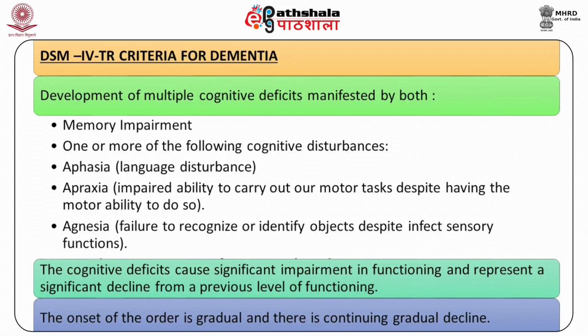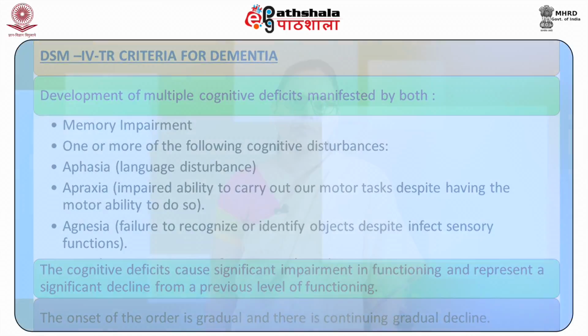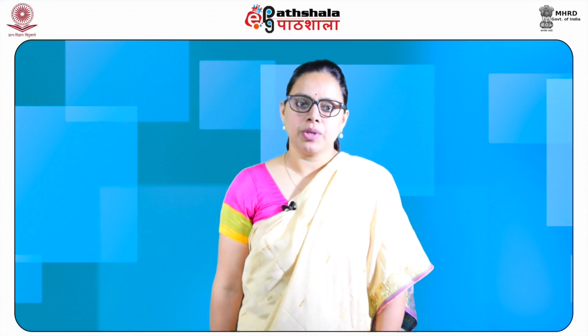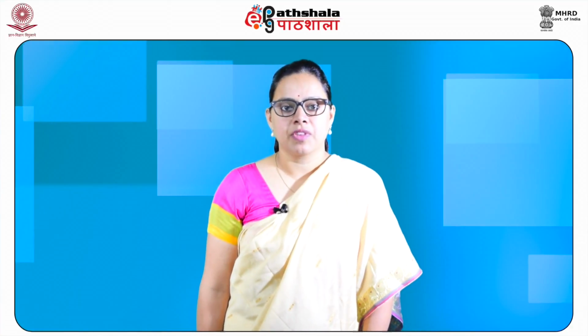Disturbance in executive functioning, that is planning, organizing, sequencing and abstract thinking. These symptoms must be present for at least 6 months for a diagnosis to be made. Cognitive dysfunction of shorter duration is called delirium.